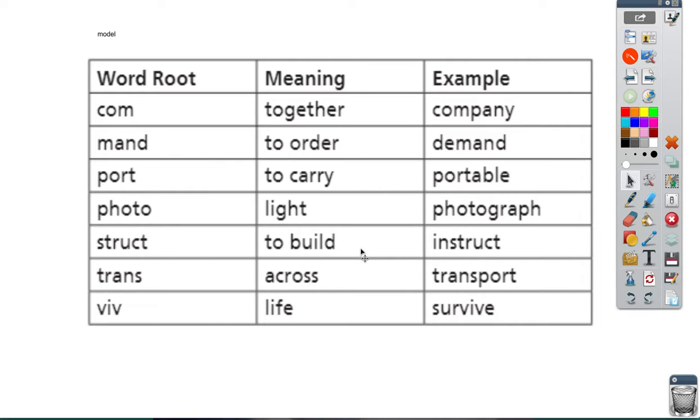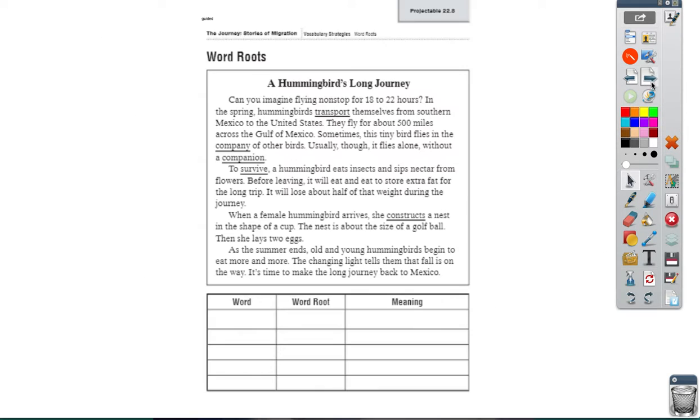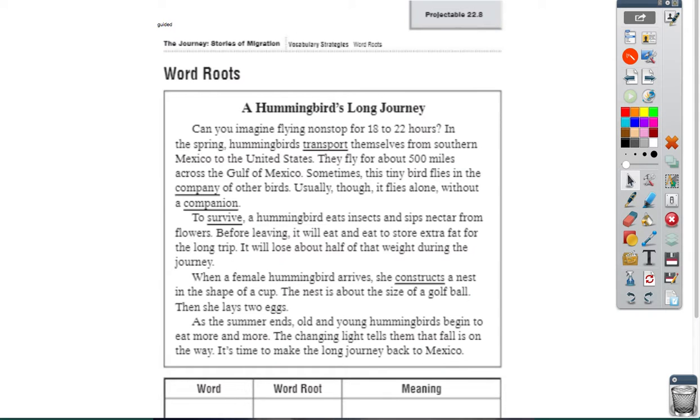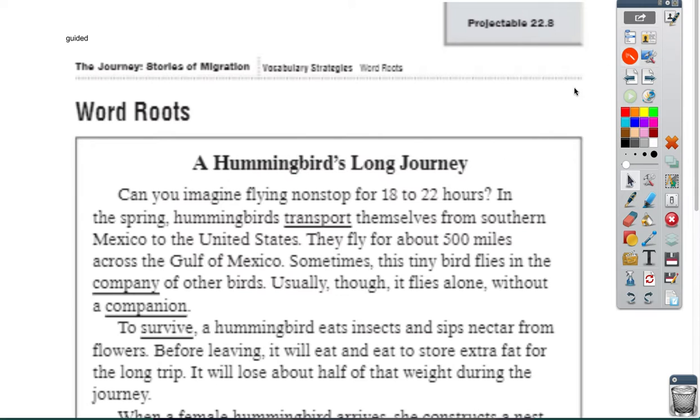Struct, to build, like instruct. Trans, which means across, transport. And the one we just looked at, viv, means life. An example is survive. I'm going to read this passage like we normally would in school, and I want to see you guys do those flashing light bulbs at home when we come across a word that has one of the word roots that we looked at, okay? So I'm going to make this a little bit bigger. And we'll just discuss their meaning.